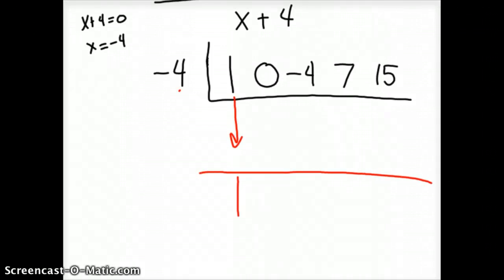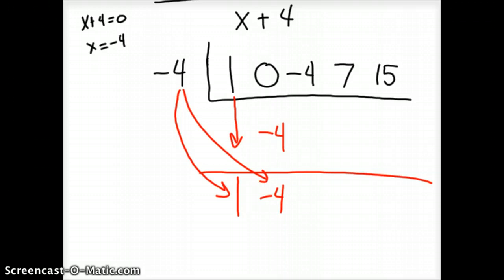And then you multiply the root times the coefficient. And so that would be -4. And then you just add down. So 0 plus -4 is -4. -4 times -4 is +16. Add down, that gives you +12.